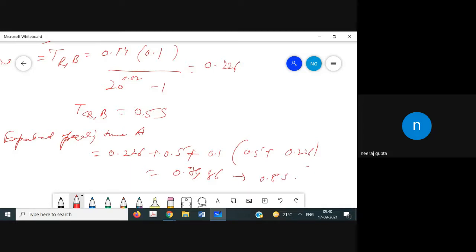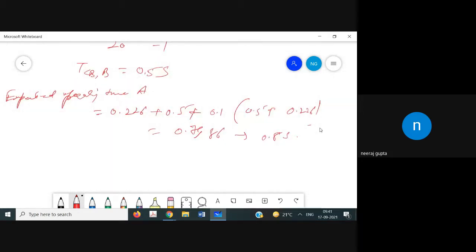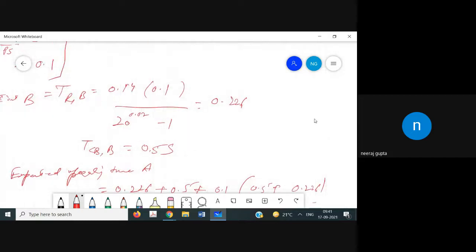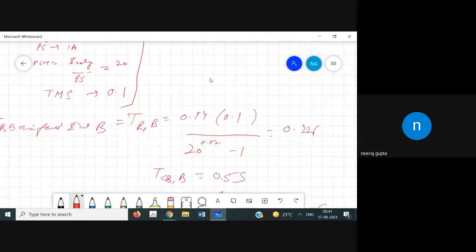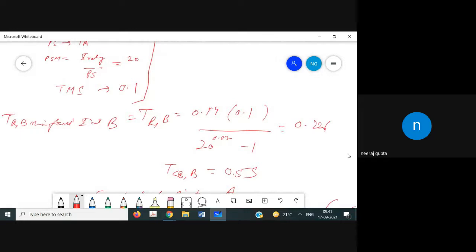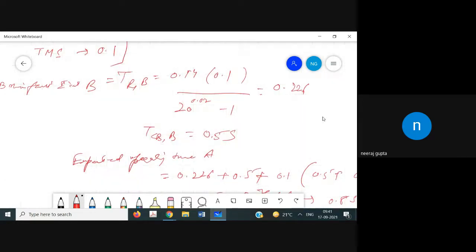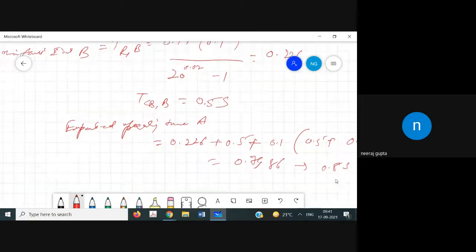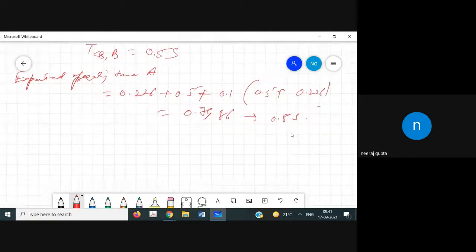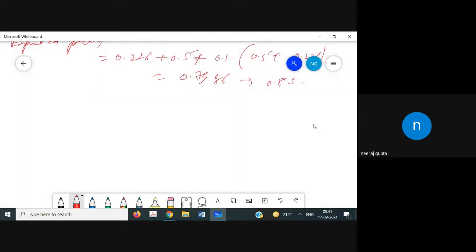So this is actually the operating time of relay A. Now let us find the actual operating time of A for the minimum fault current at B. As we have done for relay A, all the particulars are there. So for relay B we have calculated 0.226, then circuit breaker time 0.5 second, and expected operating time equals 0.8 second approximately.